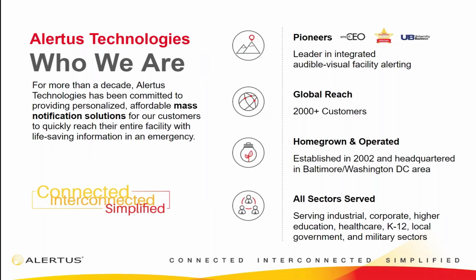So who is AlertUs? We are pioneers in emergency mass notification. We focus on facility-based emergency mass notification. We have a global reach of over 2,000 customers across all sectors, all industries, from education, government, to healthcare, and more. We're constantly growing. We're homegrown and operated, based out of Baltimore, Maryland, in the Washington, D.C. area, with a presence in pretty much every state in the US and globally as well.